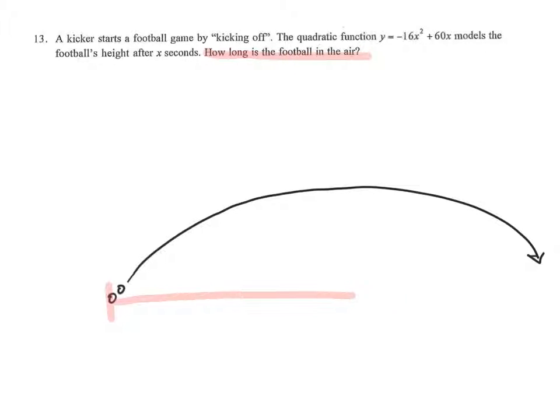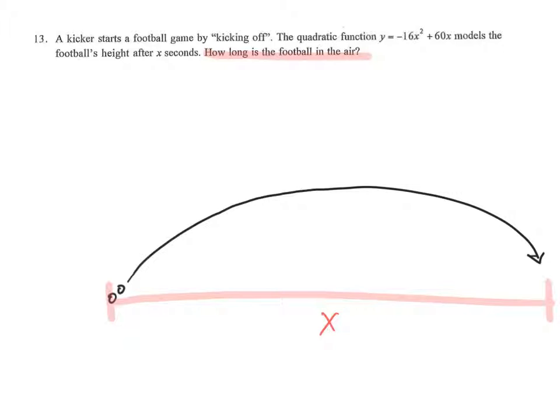Let's look at another example. A kicker starts a football game by kicking off. We know once more that anything that is a projectile on Earth follows a parabolic shape. If that ball is going to be kicked off, they want to know how long the football is in the air. So they want to know from the moment it gets kicked off all the way till it reaches the ground, how much is the value of x?